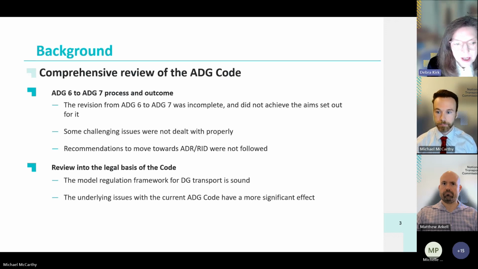In 2020, the NTC released an issues paper examining the legal framework for the land transport of dangerous goods. Many of the submissions we received highlighted that problems were more with the code itself rather than the legal framework. Stakeholders identified that the land mode provisions of the code had not been comprehensively reviewed for 15 years and that there were significant gaps in these provisions. It was also believed that the benefits envisaged from the move from ADG 6 to ADG 7 had not been fully realised. In November 2020, the Infrastructure and Transport Ministers Meeting, ITM, endorsed the NTC's recommendation to conduct a full review of the code.